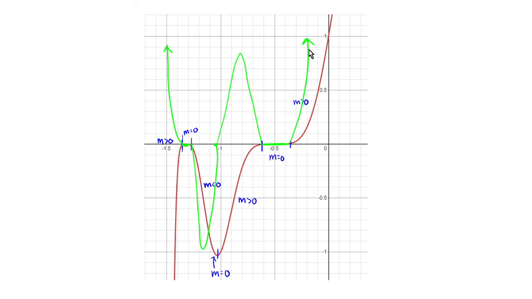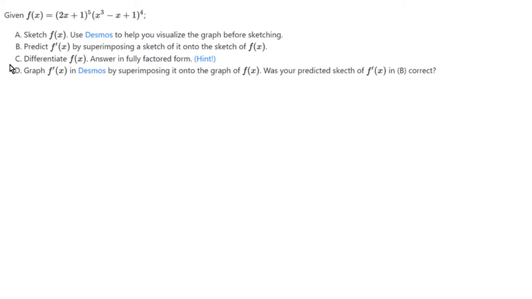Now let's move on and differentiate f(x), answer in fully factored form. There is a hint here, and I can't click on it here, but the hint says use the product rule before using the chain rule. If we look at our function here, we can see it's a product of two functions, so that's where we're going to be using the product rule. But at the same time, each of these functions is a composite function, so you'll have to use the chain rule as well. So we're going to start by using the product rule.